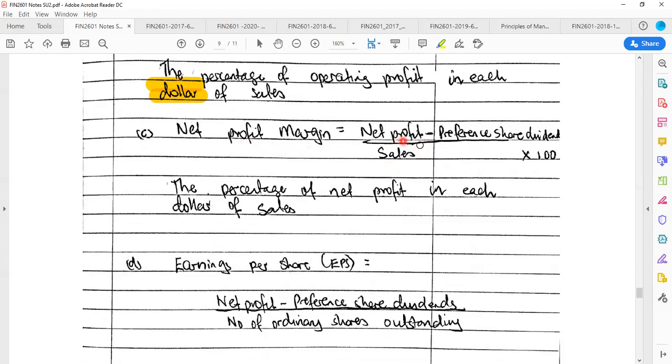The net profit margin is given by net profit minus preference share dividends divided by sales times 100. So this is also a percentage. And this gives the percentage of net profit in each rand of sales, not dollar, it should say rand. And it's a margin ratio again, and it's divided by sales. But importantly, you first subtract preference share dividends.